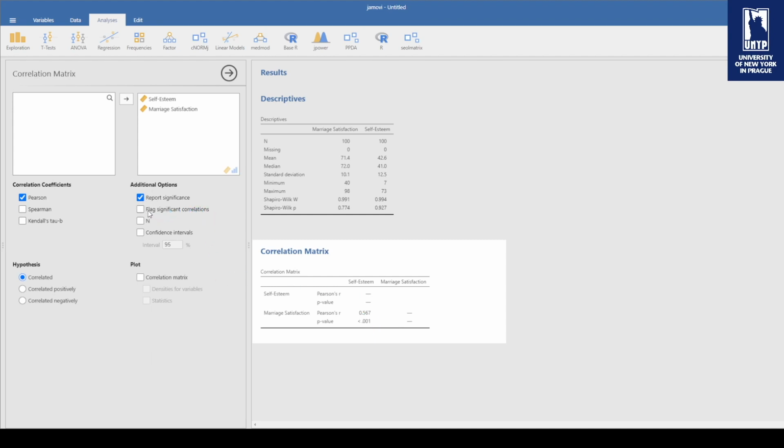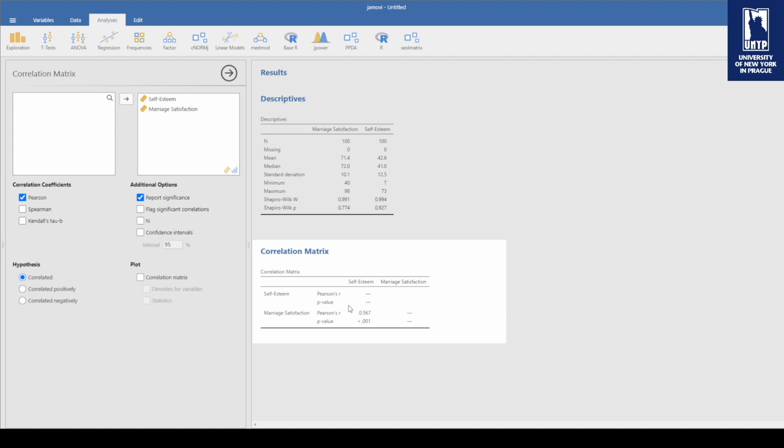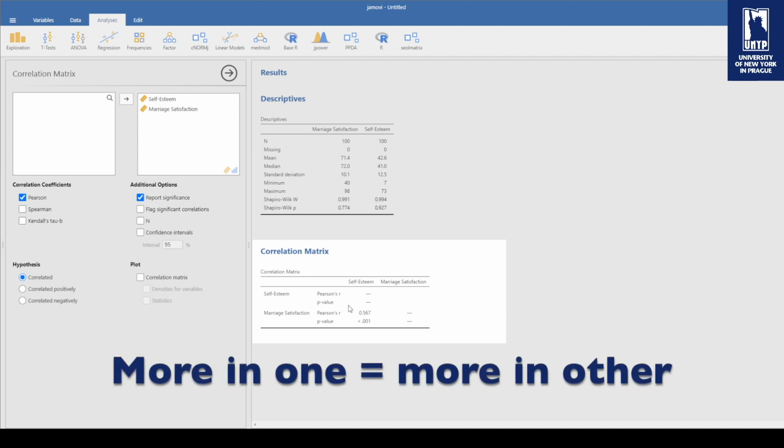So, this is what I was mentioning before. As you will see, if you have like 10 variables, you will see this immediately. But let us comment a bit on this table over here. What does a significant positive correlation mean? The fact that it is positive means that the two variables are going in the same direction, meaning the more self-esteem a person has, the more the person will be satisfied with their marriage.